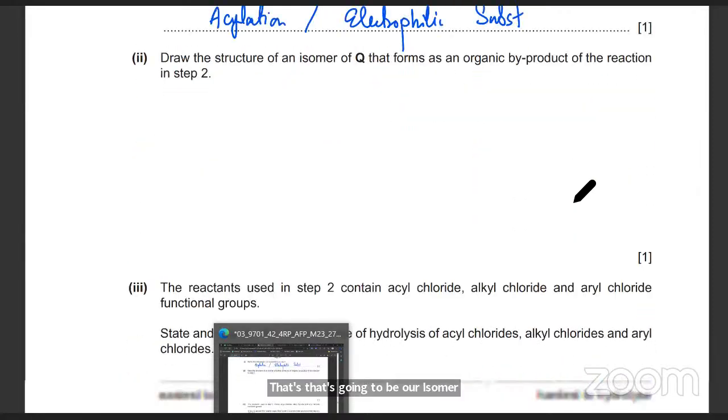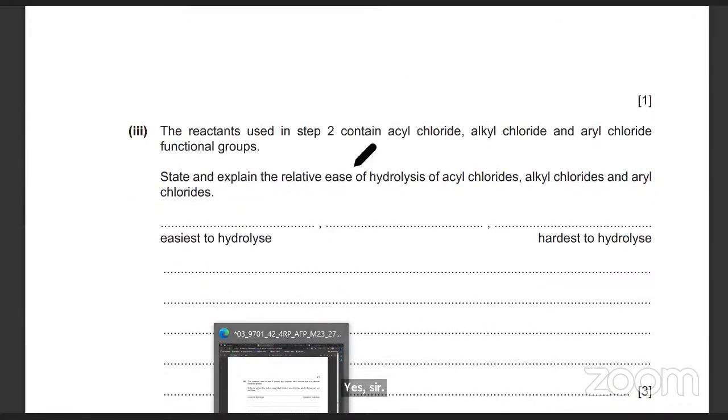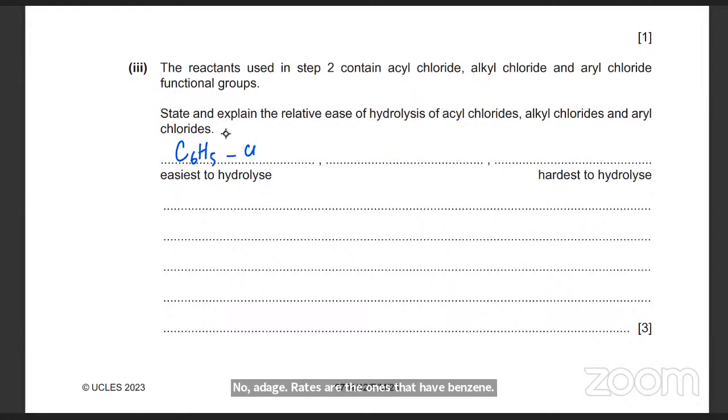Yes, sir. So reactants used in step 2 contain acyl chloride, alkyl chloride, aryl. So again, this is a question that comes very frequently. This is about hydrolysis. We did a similar question last time as well. State and explain the relative ease of hydrolysis of acyl chlorides, alkyl chlorides, aryl chlorides. Now, aryl chlorides are the ones that have benzene, a Cl attached to benzene. Then you've got alkyl chlorides, halogenoalkanes, a carbon chain with a Cl.